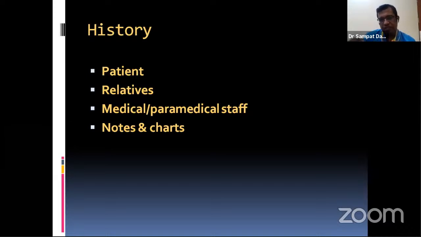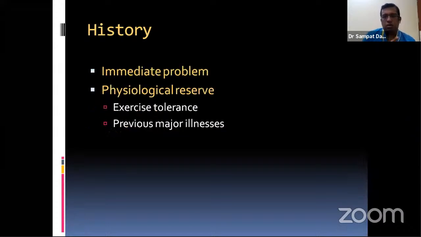So it is the care which has to continue from 1 to 2 to 3. But for it to continue, you need to have proper documentation in the patients. So I have talked about it. Always think that you need to address the immediate problem first, which is a very important aspect.